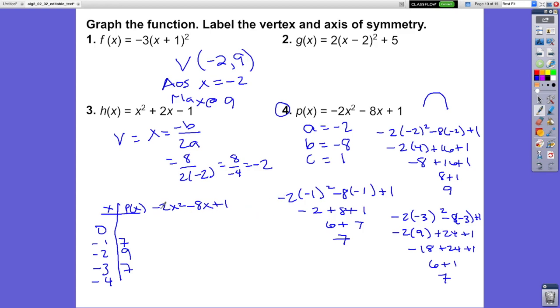So let's plug in 0. Easy. Put a 0 here. Put a 0 here. That means it's going to be 1. So I bet you if we plug in -4, it also is going to be 1. So now let's graph it.